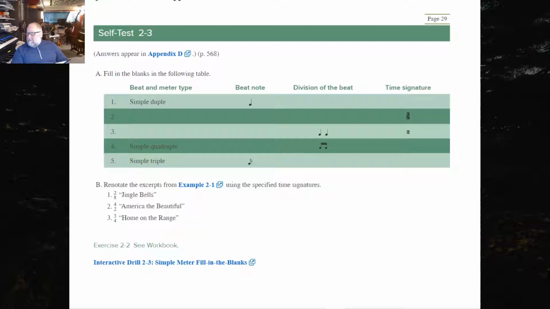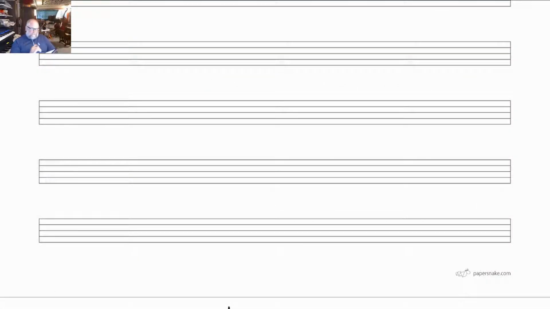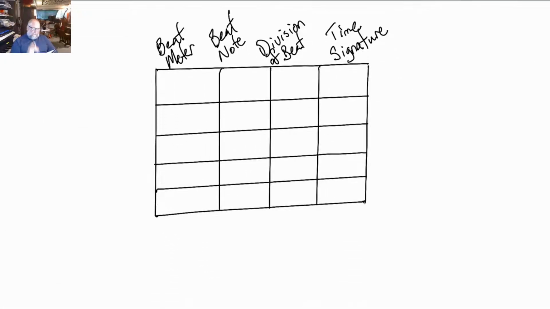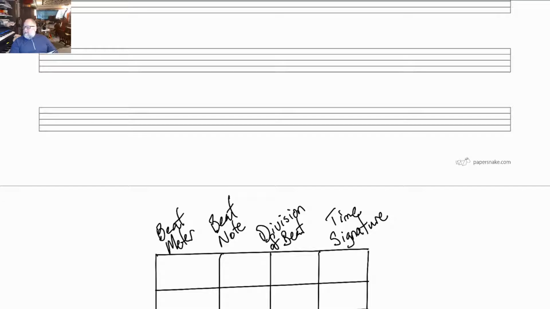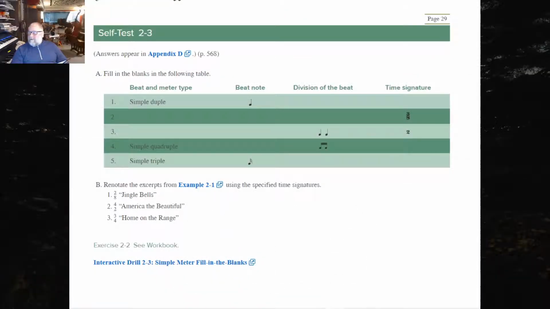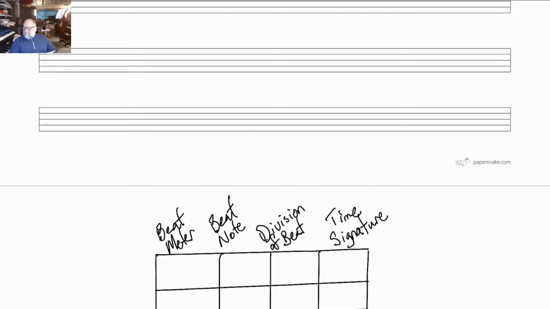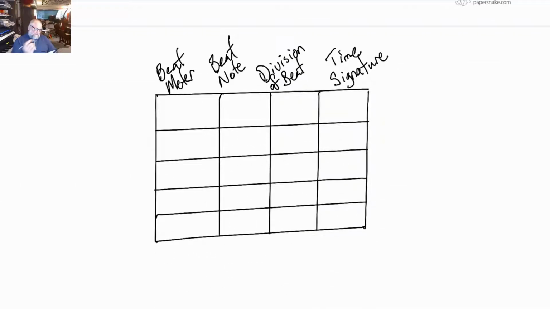So check it out. And I've made a little chart that we can fill in. So if I go back now, you see here simple duple, beat note of a quarter note, and then we need to fill in the other two. So let's do that. Simple duple was the meter type, and duple.